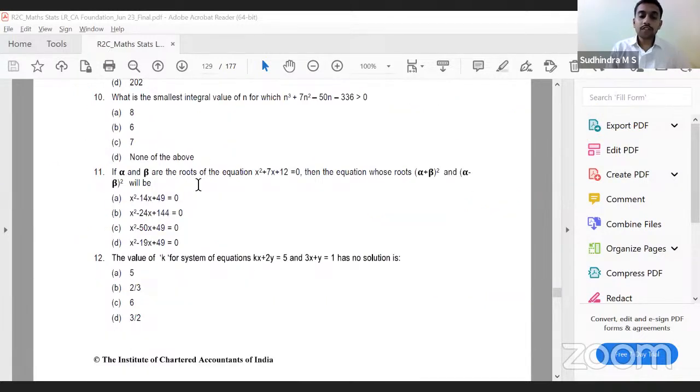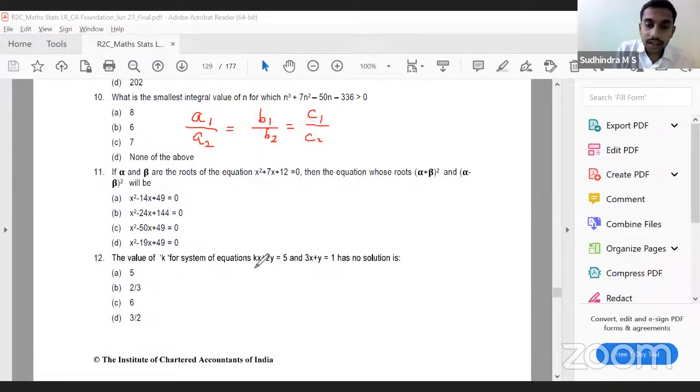Question number 12. The value of k for which the system of equations kx plus 2y equals 5 and 3x plus y equals 1 has no solution is 6. Option C, 6. If we consider k as 6, we'll not get any solution. For getting no solution, the condition should be a1 divided by a2 is equal to b1 divided by b2, that should not be equal to c1 by c2.